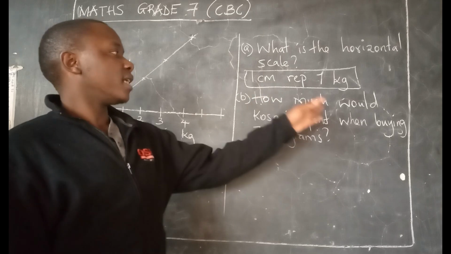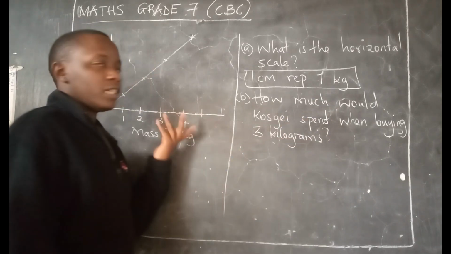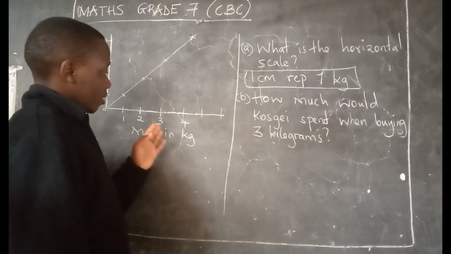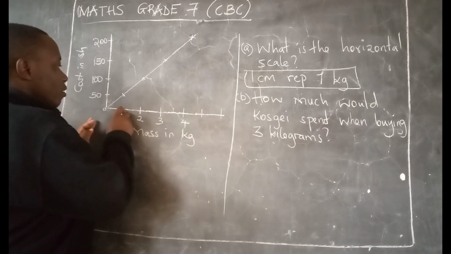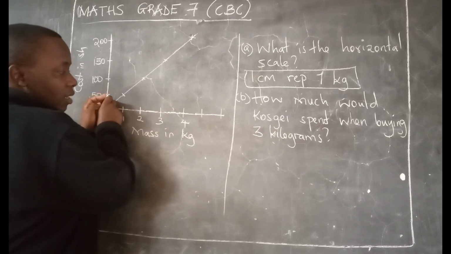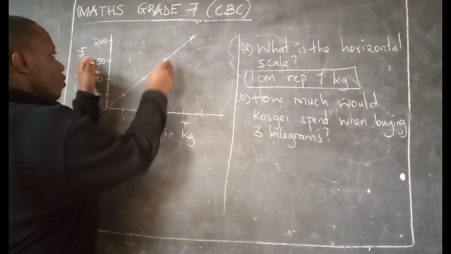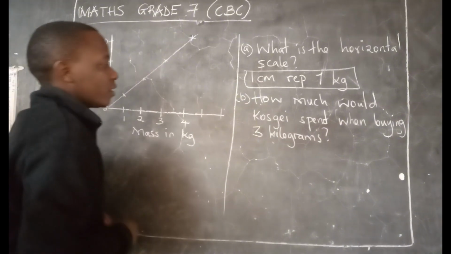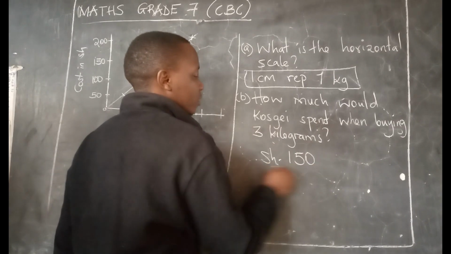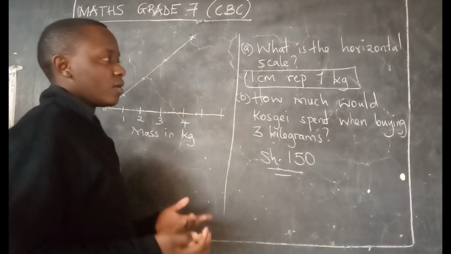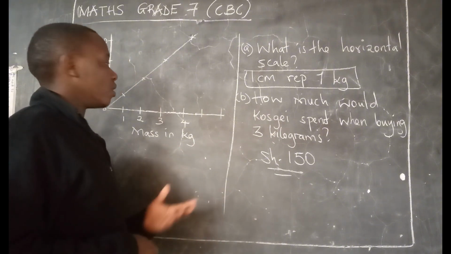Next question. How much would Kosgei spend when buying 3 kilograms? Just use your line graph and interpret that. If 1 kilogram is 50 shillings, 2 kilograms is 100. What will be 3 kilograms? 3 kilograms will be 150, correct? So 3 kilograms will cost 150 shillings. So that is how much Kosgei will spend buying 3 kilograms of maybe sugar or so.